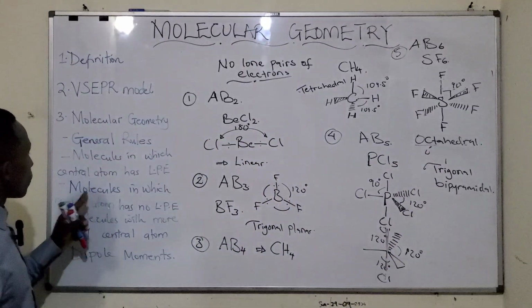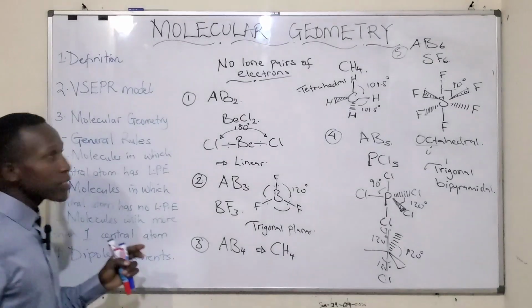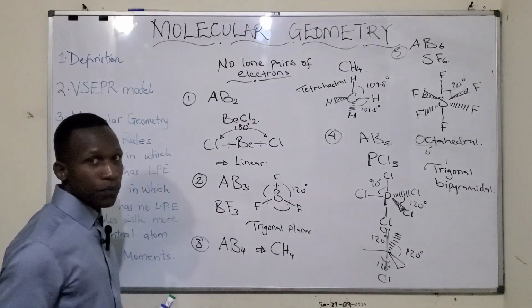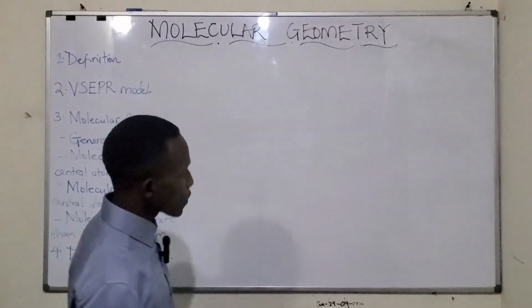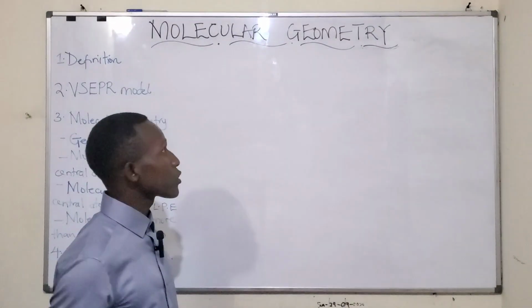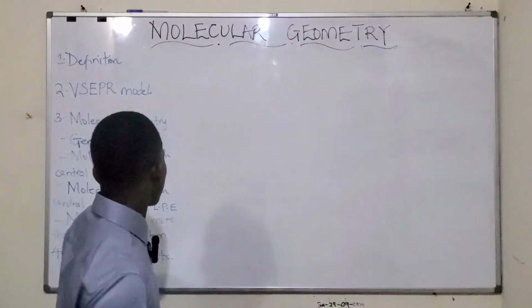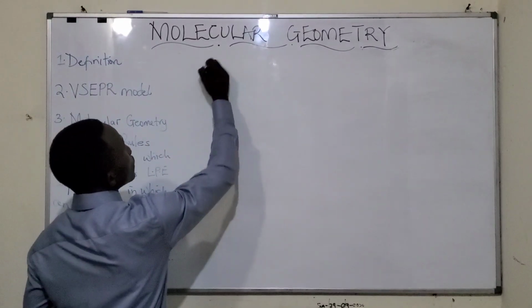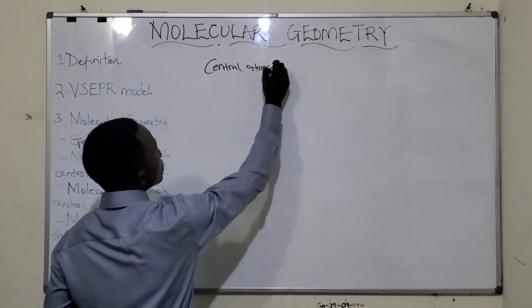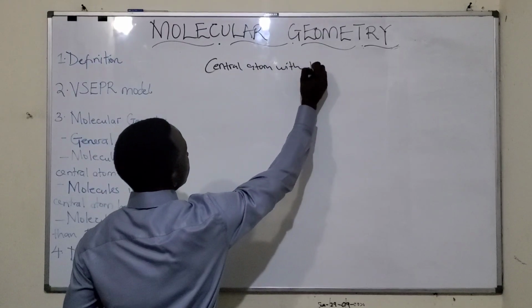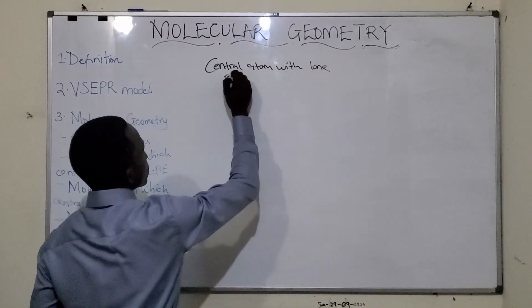Let's go to molecules in which the central atom has lone pairs of electrons. Yes, we are on the atoms in which the central atom has lone pairs of electrons. So central atom with lone pairs of electrons.